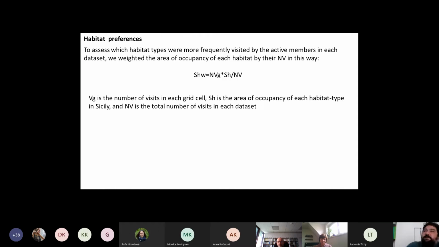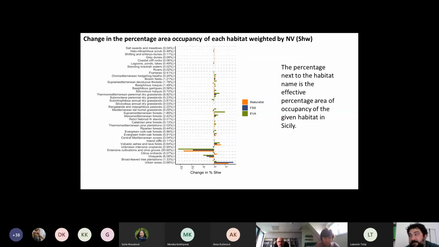So, and finally, we decided to see which are the habitat preferences inside these groups. To assess which habitat types were more frequently visited, we weighted the area occupancy of each habitat by their number of visits in this way. So this is the number of visits for each grid cell, and SJ is the area occupancy of each habitat in Sicily, and V is the total number of visits in each dataset. And we found that this is the percentage difference, and this is the effective percentile area occupancy of a given habitat in Sicily.